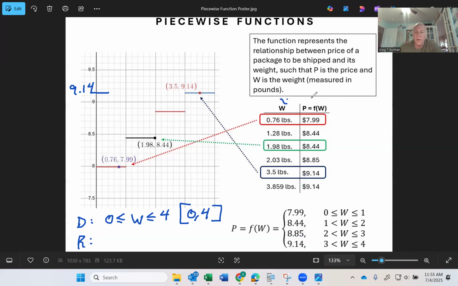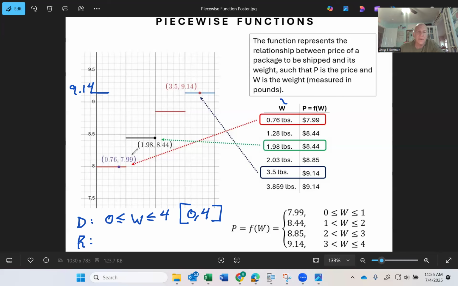Again, these are our x's, these are our y's. And I know that $7.99 is being used right there. Not $8, but $7.99. I know, it's a big difference. And 8.44 is being used and 8.85 is being used. And I can see that on the picture.